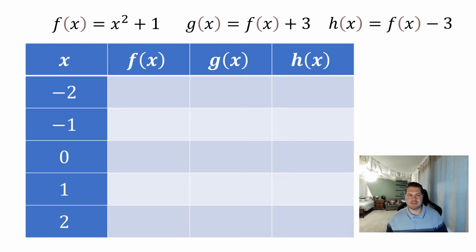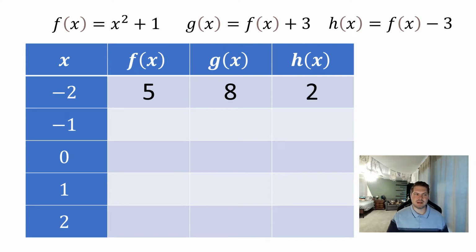So we plugged in -2 for x. -2 times -2 is positive 4. So -2 squared is 4. Plus 1, we get 5. G of x, if you notice, we're taking our answer for f of x and then adding 3. So 5 plus 3, that gives us 8. All right, now let's look at h of x, or f of x minus 3. So 5 minus 3, we get 2.